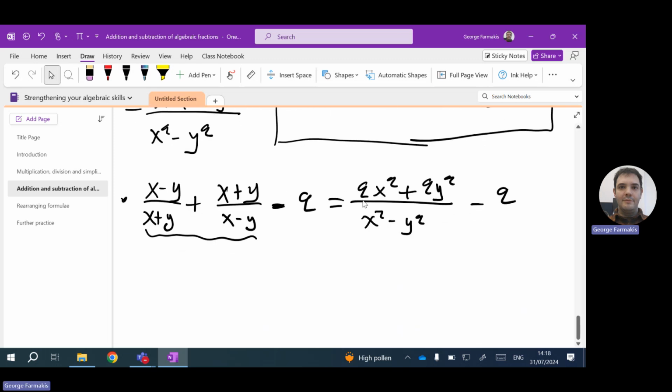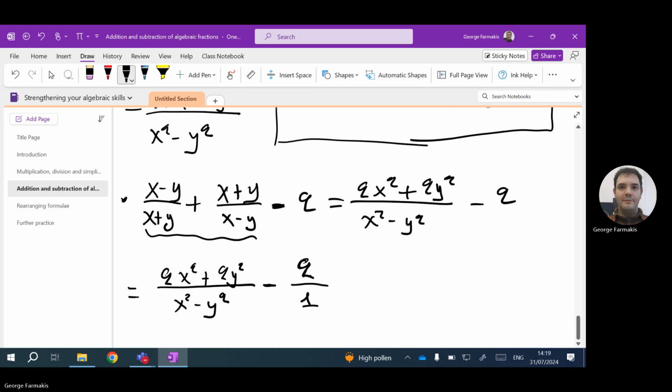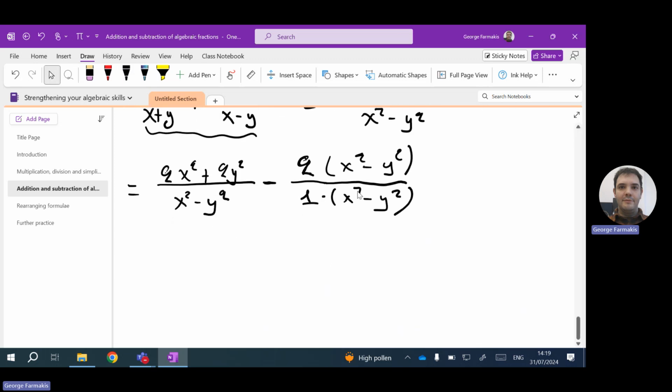How can we do this? So again, let's write the first fraction as it is. So 2x squared plus 2y squared over x squared minus y squared, minus 2. I can write it as 2 over 1. And if I want to have same denominators, I need to multiply with the denominator of the first fraction. So now you see that you have 1 times x squared minus y squared, which is the same as x squared minus y squared. So we have same denominators, so we can subtract the fractions.